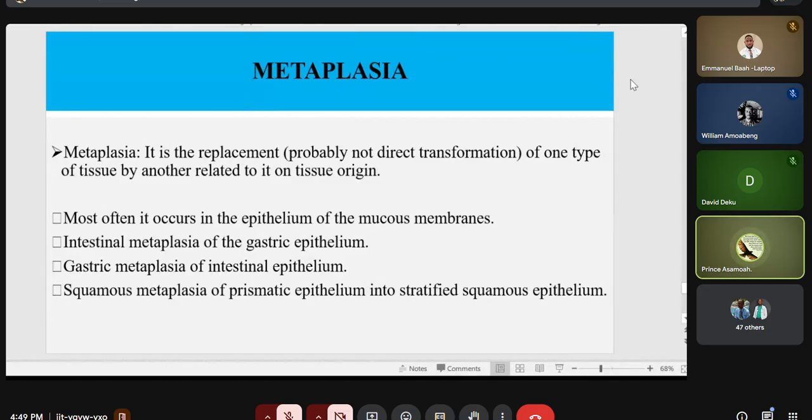Then we have gastric metaplasia of intestinal. So they do changes. So the epithelium of the stomach can go and lie in the intestine. The one in the intestine can come and lie in the stomach. Or squamous metaplasia of prismatic epithelium into stratified squamous epithelium. So metaplasia is simple. One tissue is replaced by another, or one cell is replaced by another when they are related to their origin. That is metaplasia.